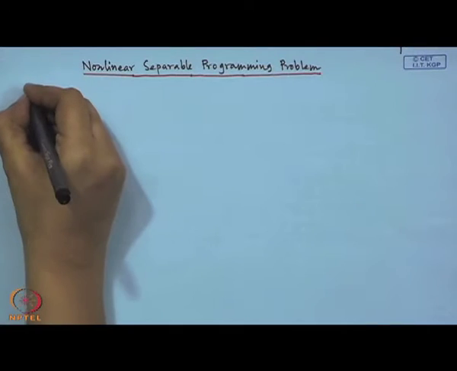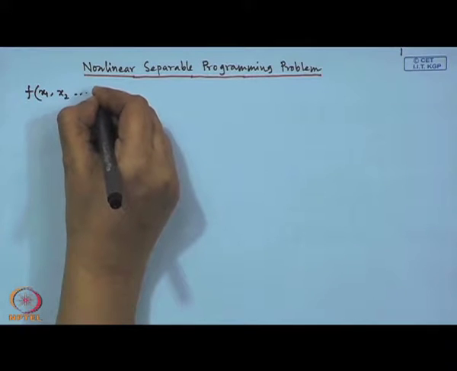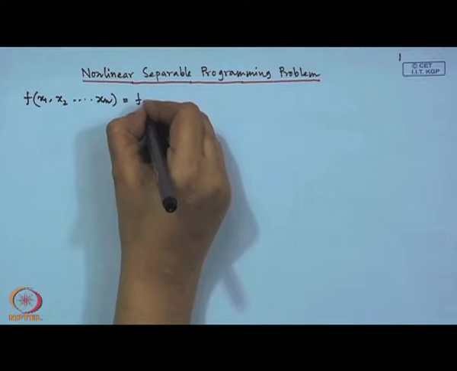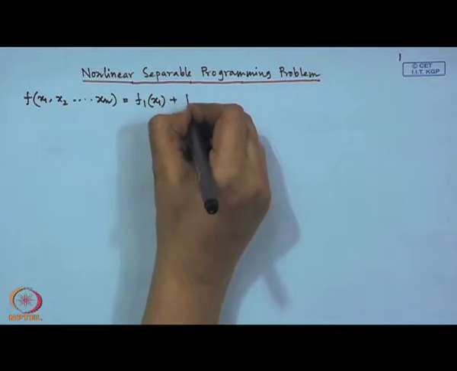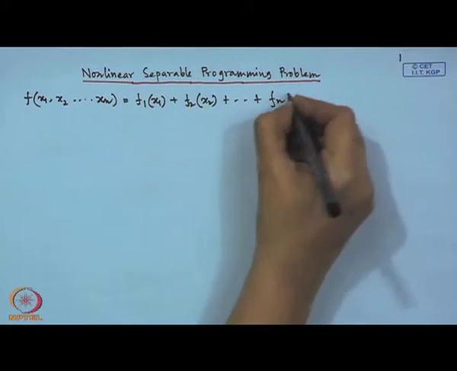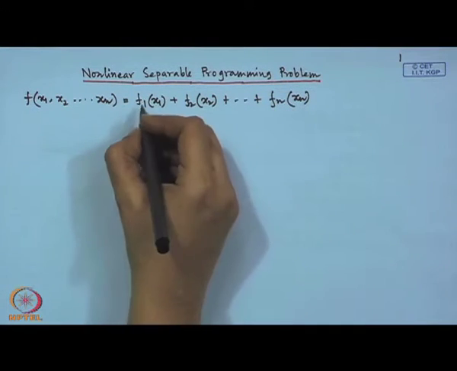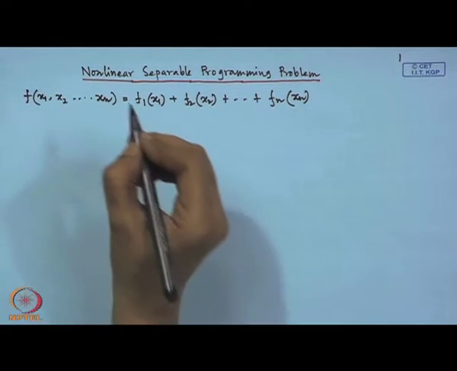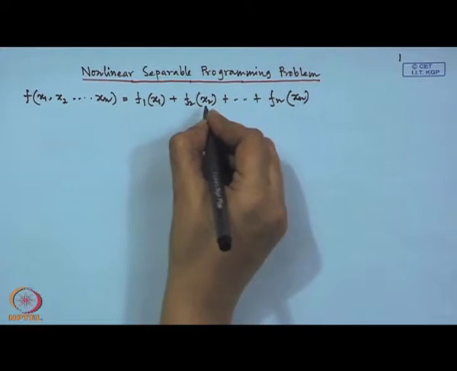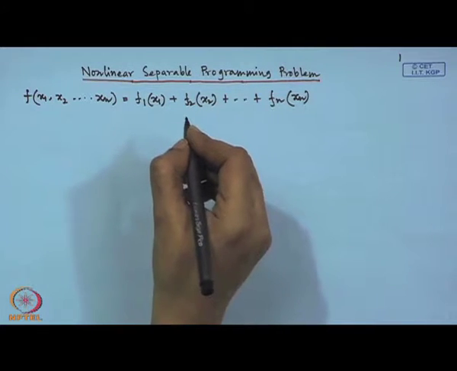Mathematically, we can say that a function f of decision variables x1, x2, ..., xn is said to be separable if it can be written as f1(x1) plus f2(x2) plus and so on, the sum of n number of functions of individual decision variables. Here I need to say that if function f is a nonlinear function, the functions f1, a function of x1, and f2, a function of x2, could be linear, or they could be nonlinear as well.